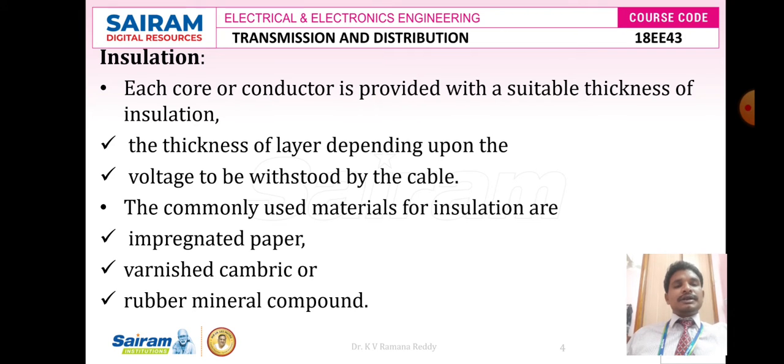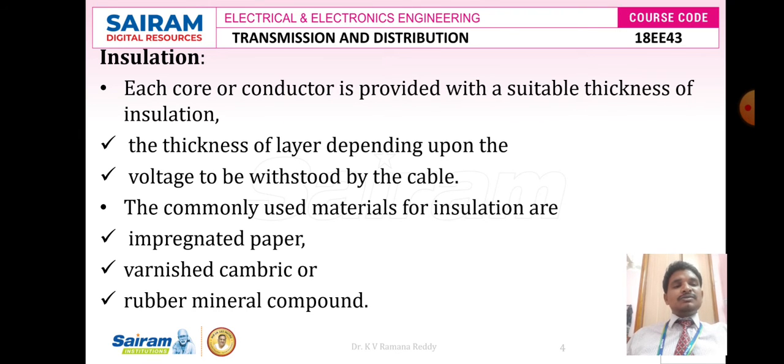Next, insulation. Each core or conductor is provided with a suitable thickness of insulation. The thickness of the layer depends upon the voltage to be withstood by the cable, because we are using either an LT system, HT system or EHT system. Based upon the type of voltage we can choose the insulation. That means the thickness of insulation provided for a one-core or three-core cable depends upon the amount of voltage we are dealing with.